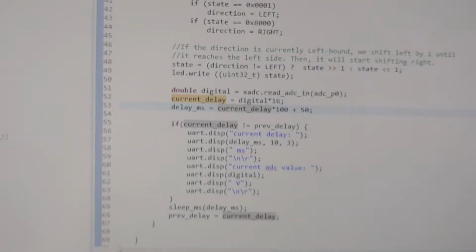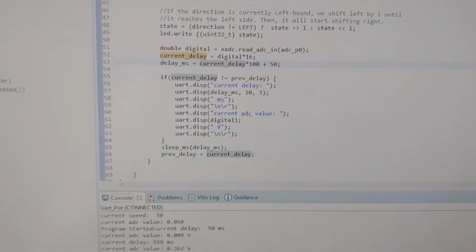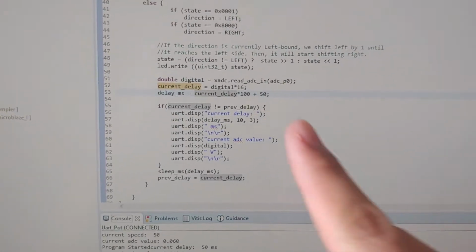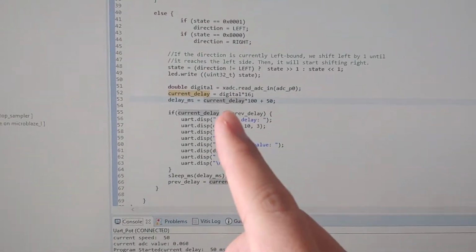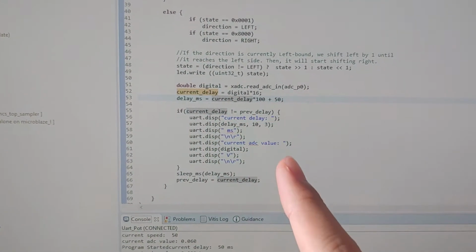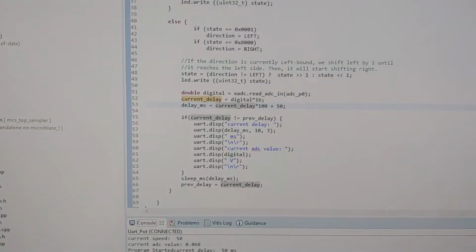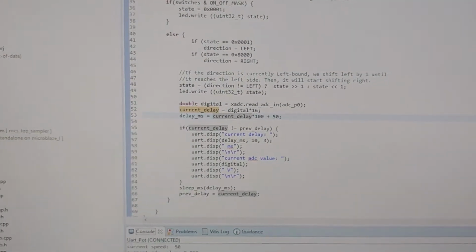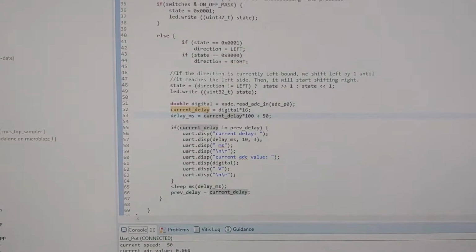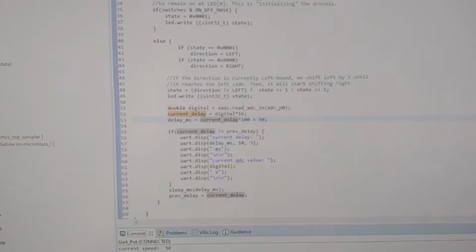Essentially what I did here in the code is that we read from ADC P0, P indicating positive, and multiply that by 16, which is done because initially we had 4 switches. Max 2 to the power of 4 is 16, so we scale it by 16.